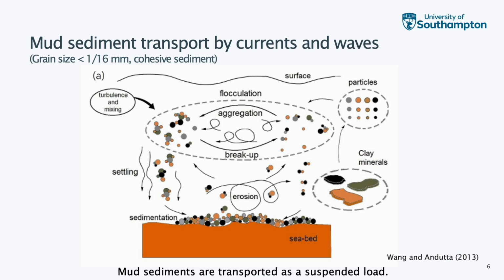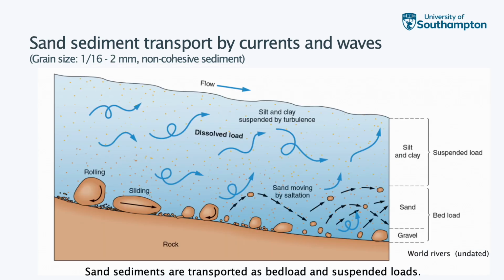During currents and waves, mud sediments are transported as a floc because they are connected to each other chemically. The formation of flocs in the water depends on water temperature, salinity, current velocity, or wave velocity. So this effect needs to be incorporated in the simulation. And basically, mud sediments are transported as suspended load by a tsunami.